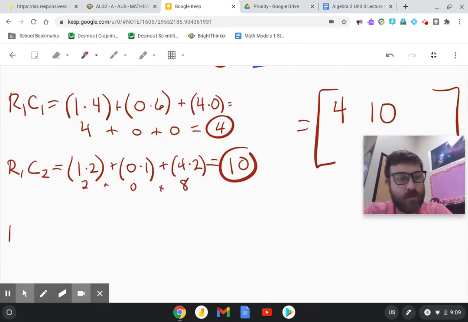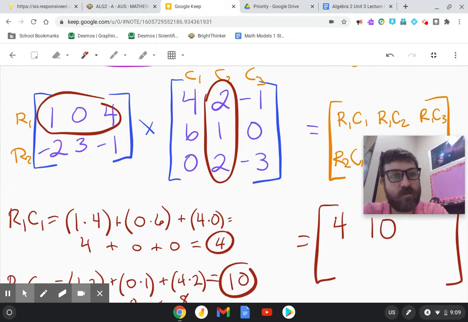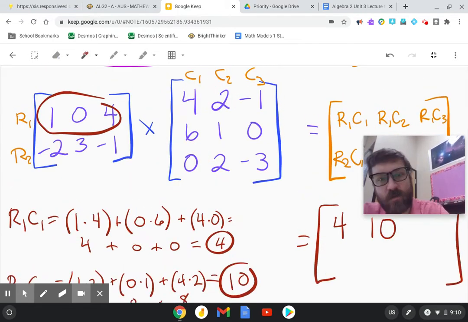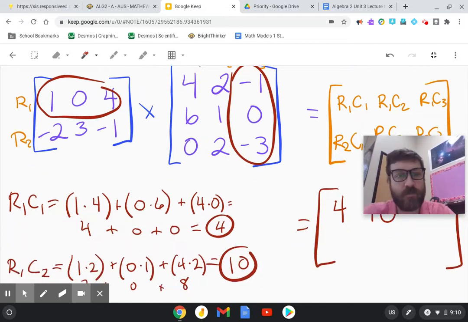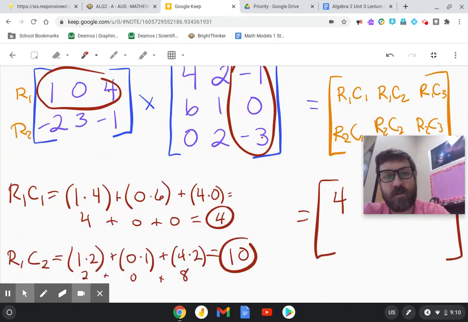And then we keep going. Row 1, column 3. Again, I'm going to use the same numbers for row 1, but now I'm going to move to column 3. So I have 1 times negative 1 plus 0 times 0 plus 4 times negative 3.